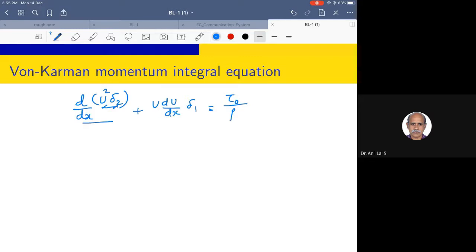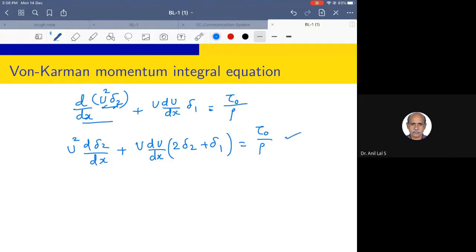So this is the equation which is called the Von-Karman momentum integral equation, and if you carry out the product differentiation, you get U squared d delta 2 by dx plus U dU by dx, which is common here also, then there will be a 2U, so 2 delta 2 plus delta 1 is equal to tau 0 by rho. This is the expanded form, after the product differentiation, of the Von-Karman momentum integral equation.